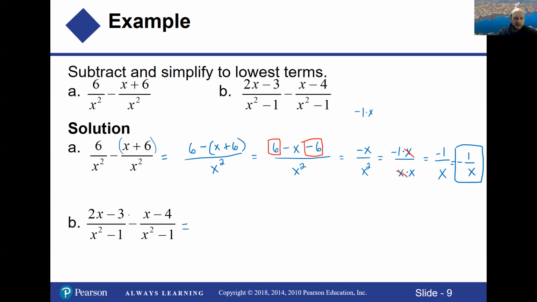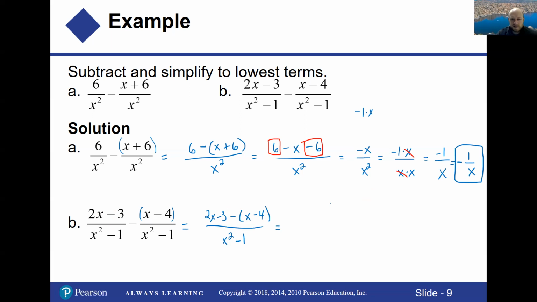Now here I have, again, check for a common denominator. The denominator is the same. So I go ahead and I subtract the numerators and I keep the denominator. So here in this first expression, I have 2x minus 3. Now I'm subtracting this entire expression. So minus the x minus 4. All over x squared minus 1.